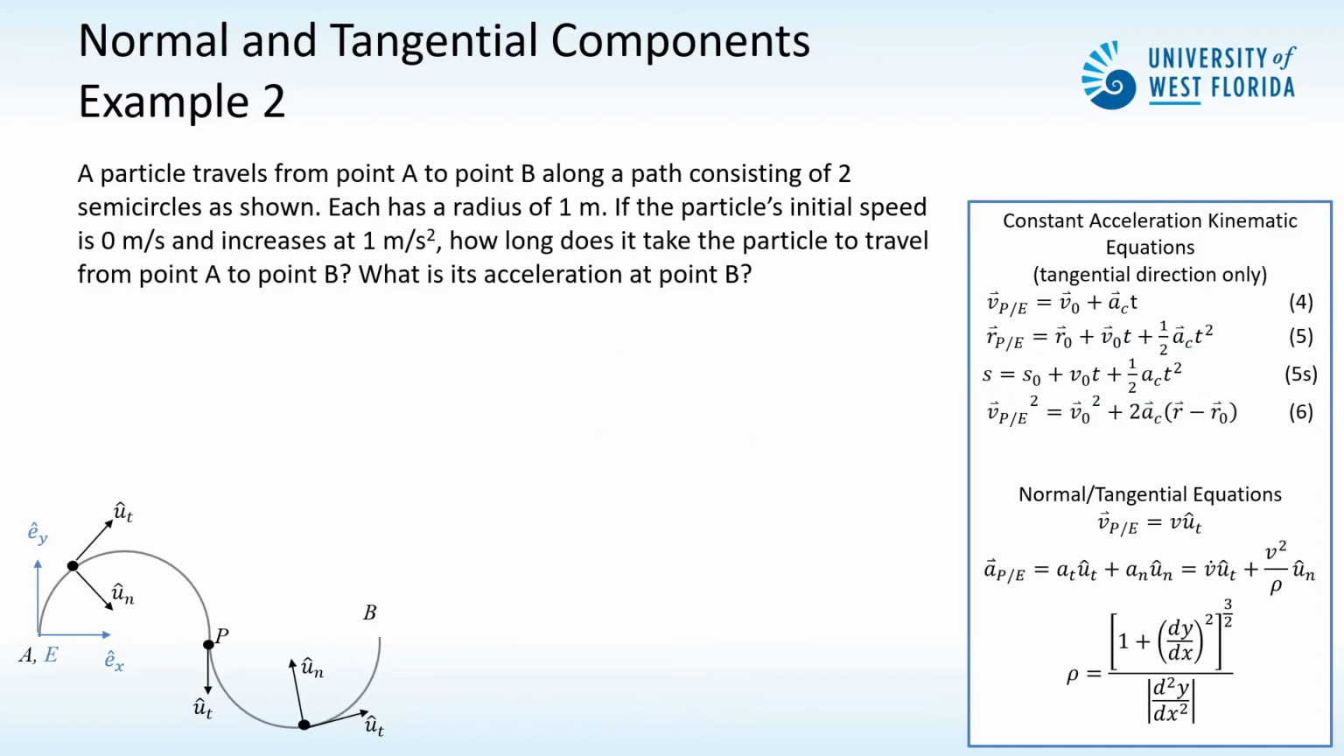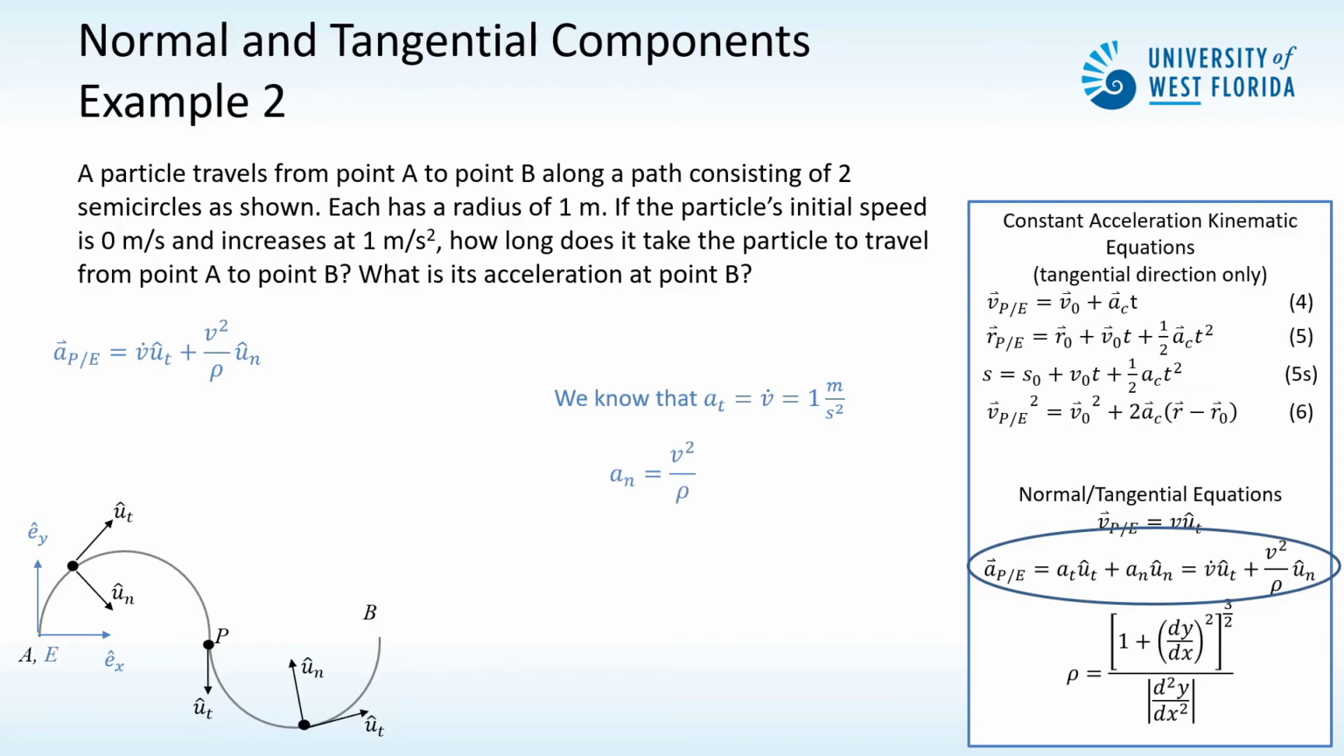To find the acceleration at point B, start with the appropriate normal tangential equation. We know that a_t equals v dot equals 1 meter per second squared. This was given. We also know that a_n equals v squared over rho, or more specifically, v_B squared over rho, since we're interested in the acceleration at point B. We know rho, and we can compute velocity from the kinematic equations for constant acceleration.